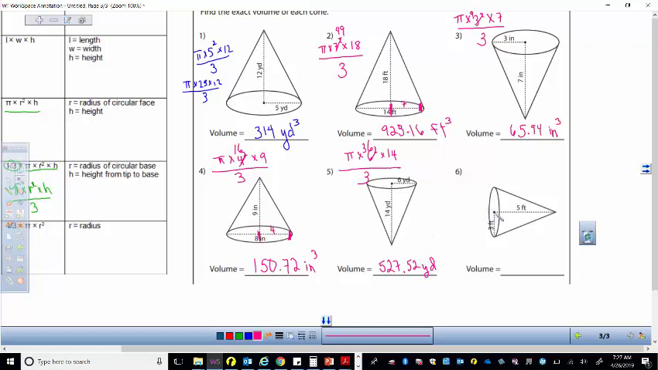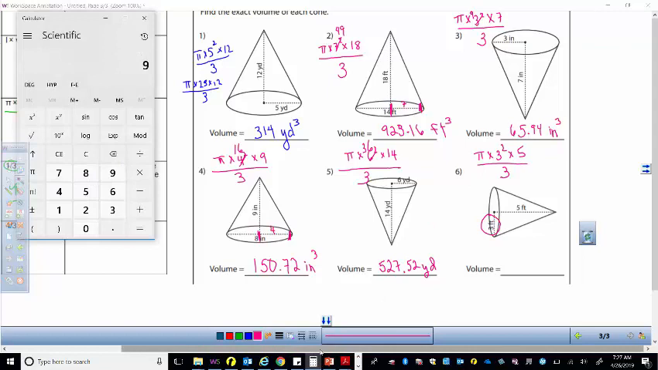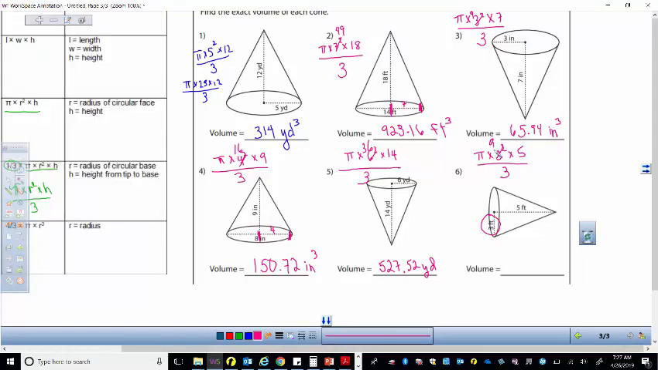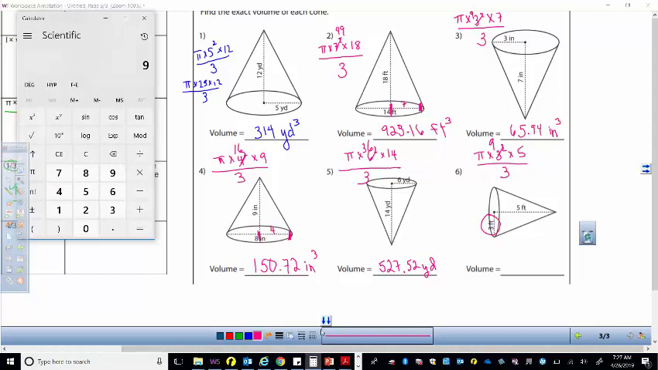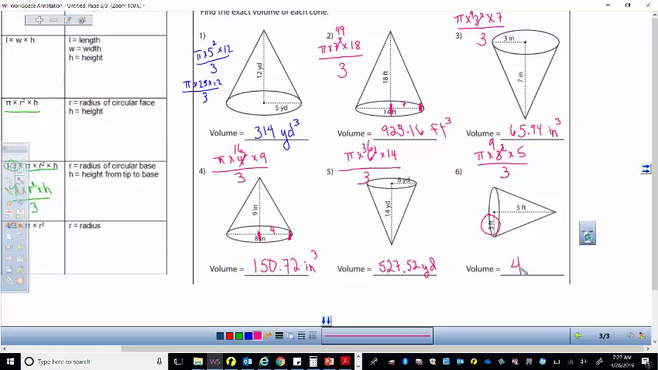All right, our last one here gives us a radius of 3, so we're going to have pi times 3 squared times 5, and that whole value divided by 3. So we need 3 squared. 3 squared is 9. So I have 3.14 times 9 times 5, and I need to divide that answer by 3. 47.1 feet cubed. Oh, I forgot the cubed over there. All right, so now try some practice problems with that.